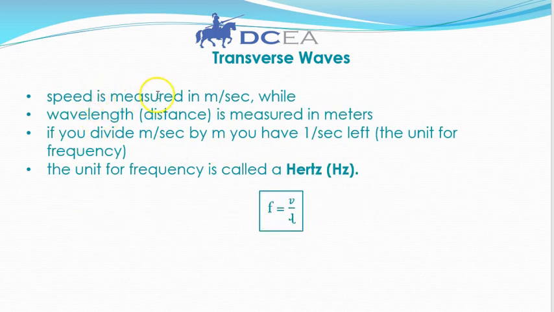Speed is measured in meters per second, while wavelength or distance is measured in meters. If you divide meters per second by meters, you will have 1 over second left. So let me say that again. If you divide meters per second by meters, so that would mean in an equation you would be crossing out both m's, you would just have 1 over second left. This 1 over second is the unit for frequency, and in science they call this unit for frequency a hertz. And the reason they call it a hertz is this is a gentleman who actually discovered sound waves.